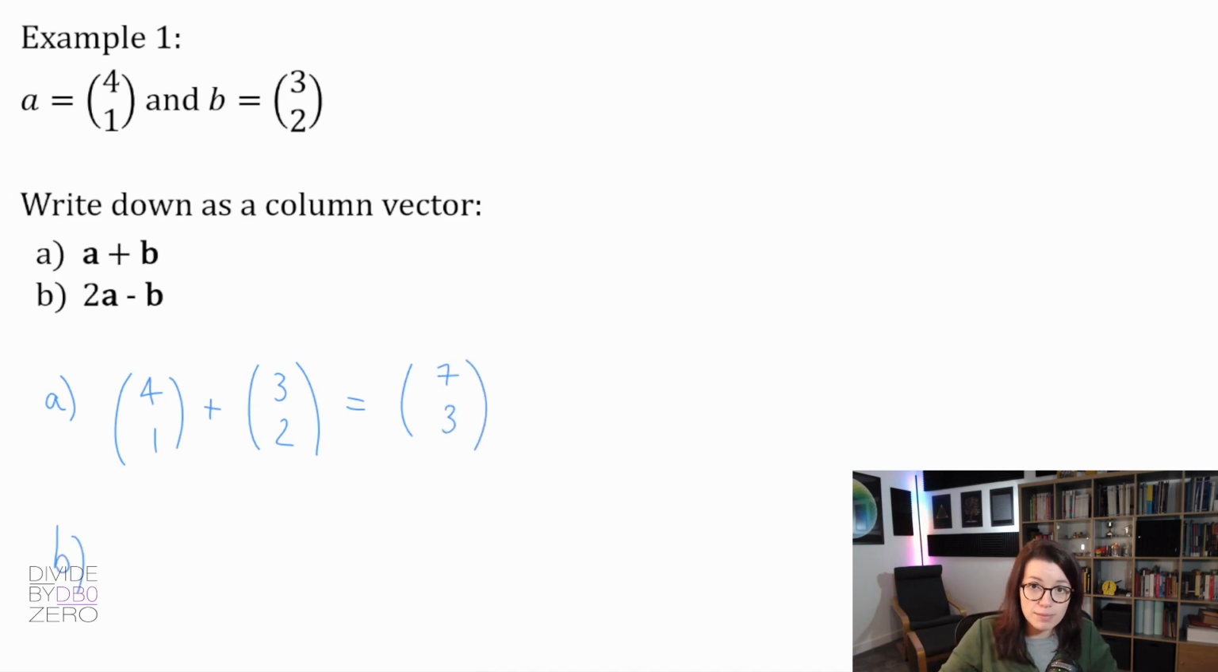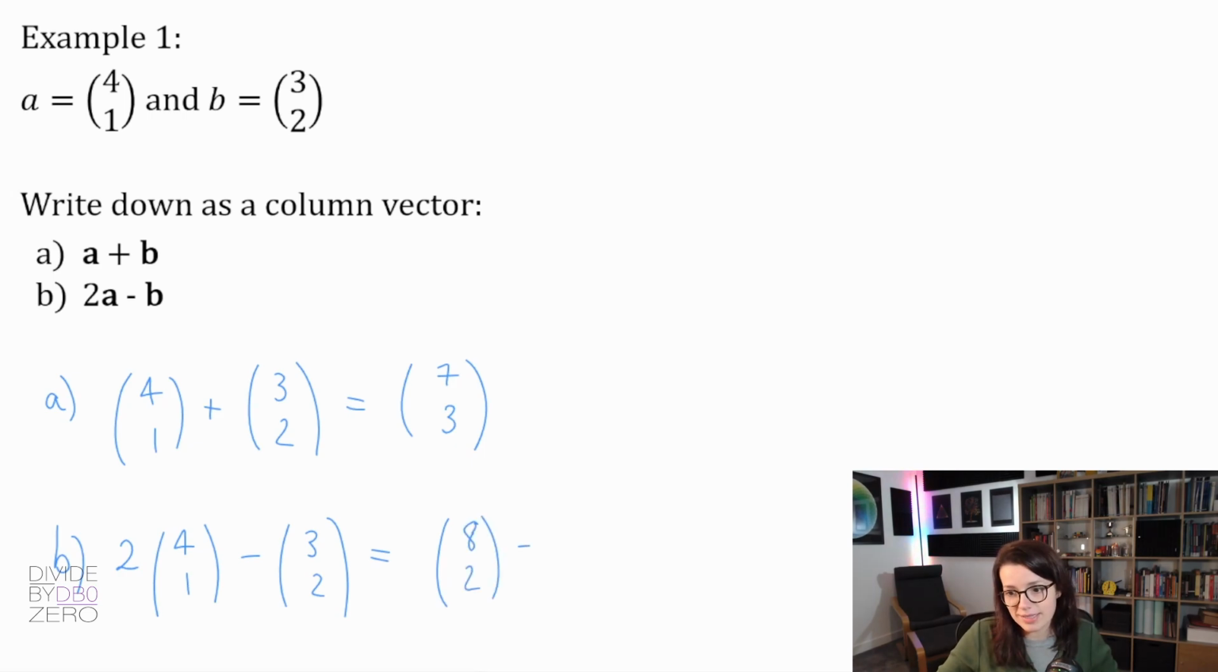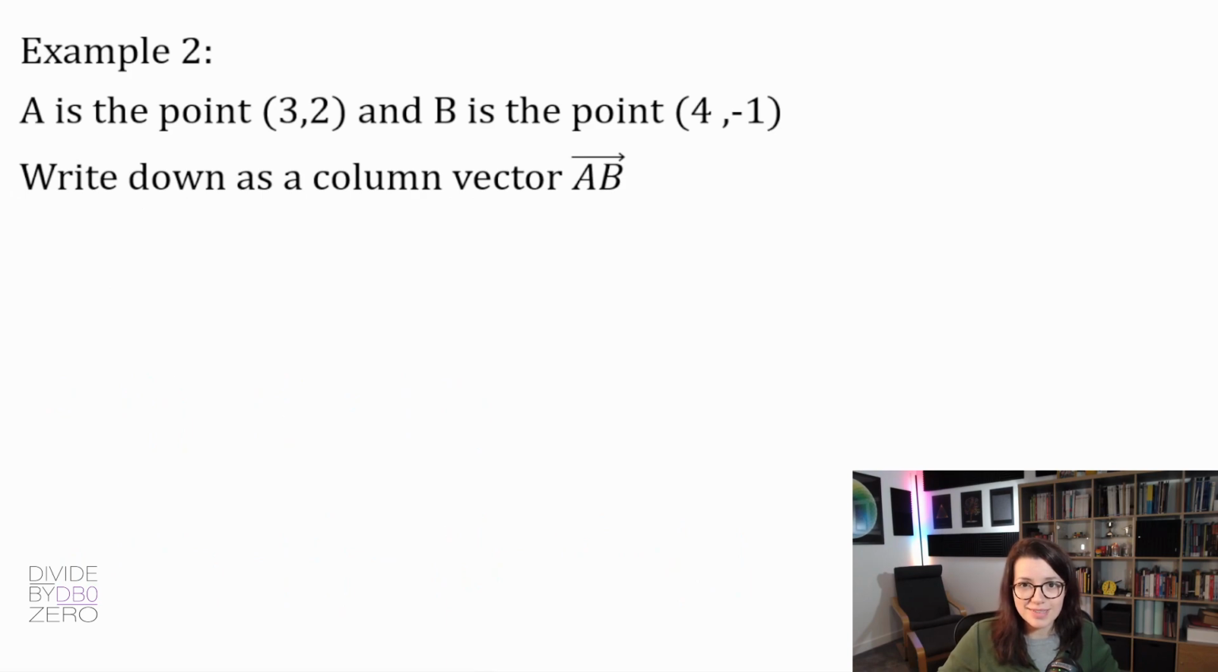Part b looks a bit more interesting. So 2a minus b this time means we want to do 2 lots of the a vector. So 2 times (4, 1). Take away the b vector. I would just break this down into pieces. So I would do the 2 times the (4, 1) first to get (8, 2). And then subtract (3, 2). That will give you 8 take away 3, 5, 2 take away 2, 0. And you're done. Okay, this next example is a little bit different.